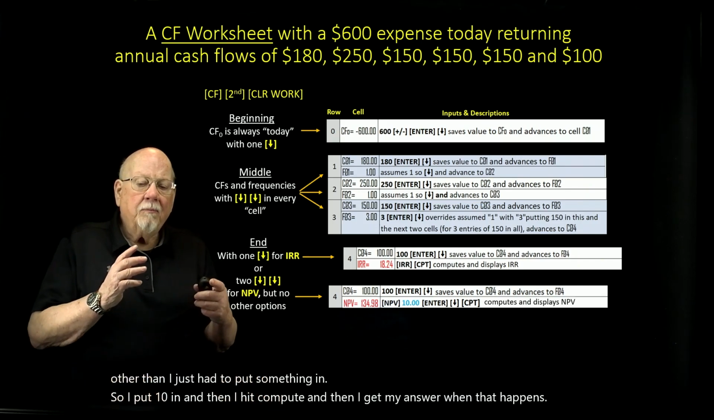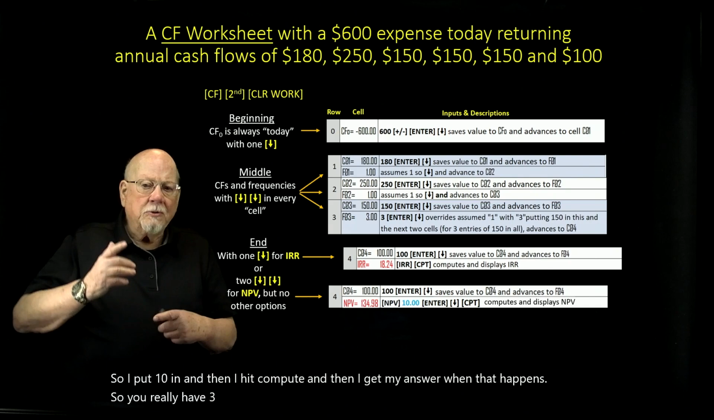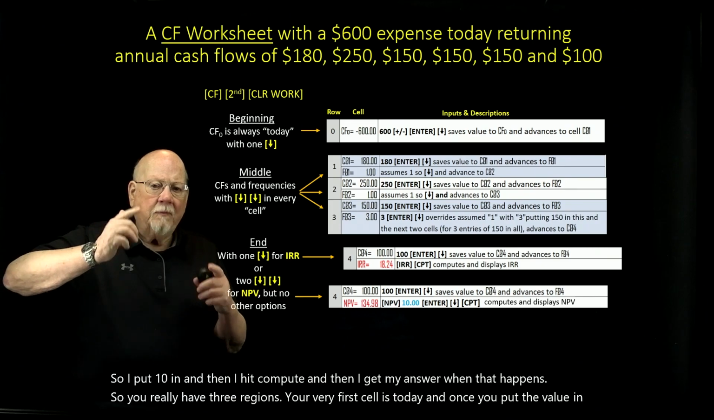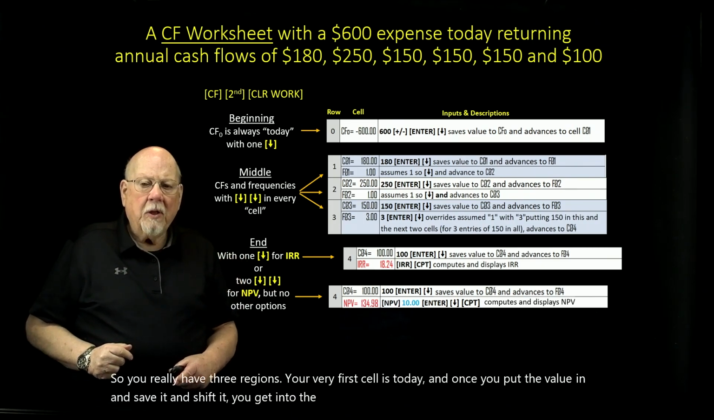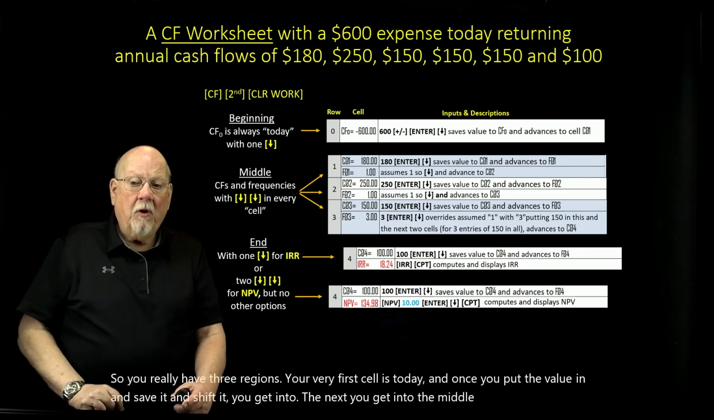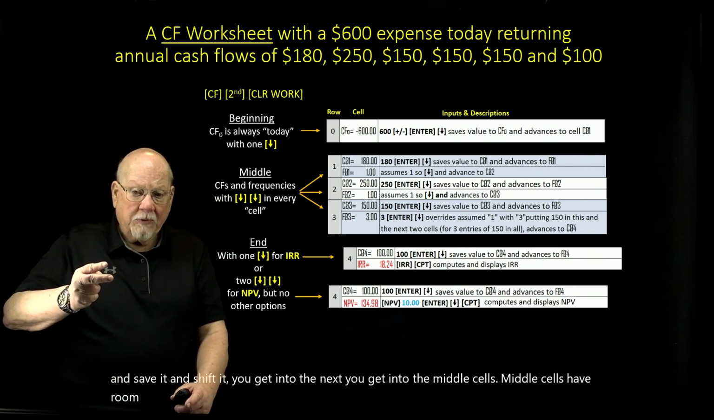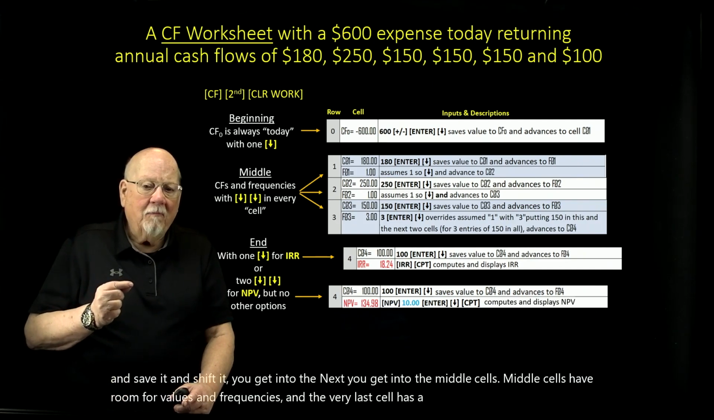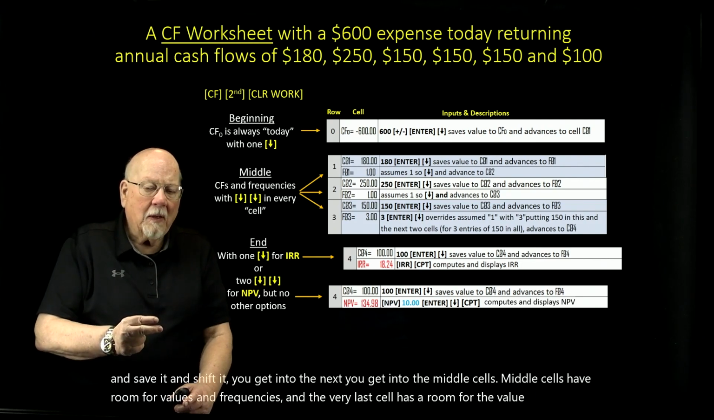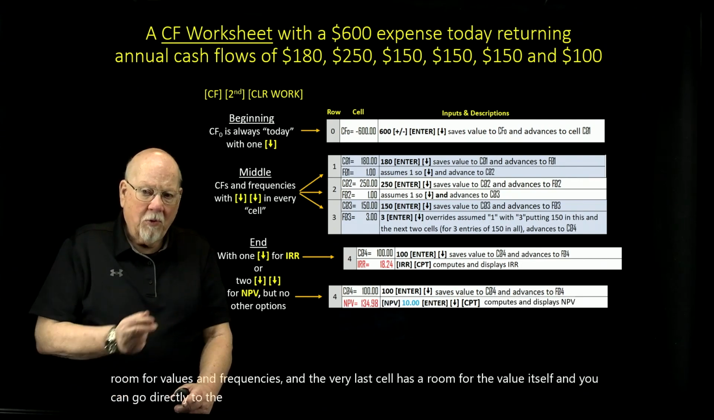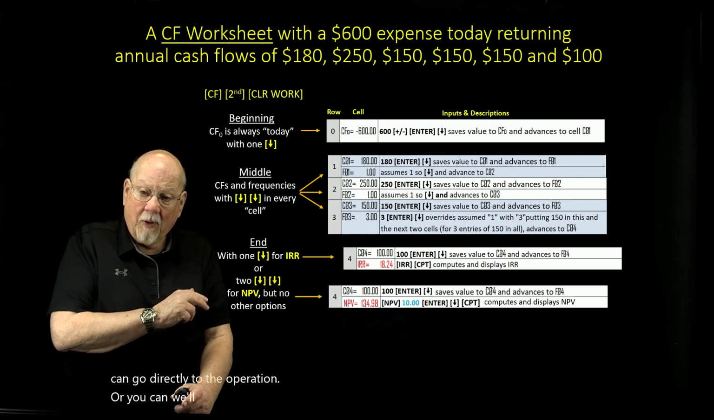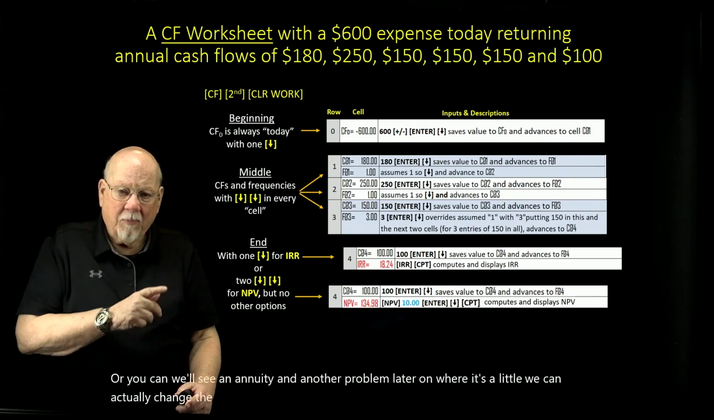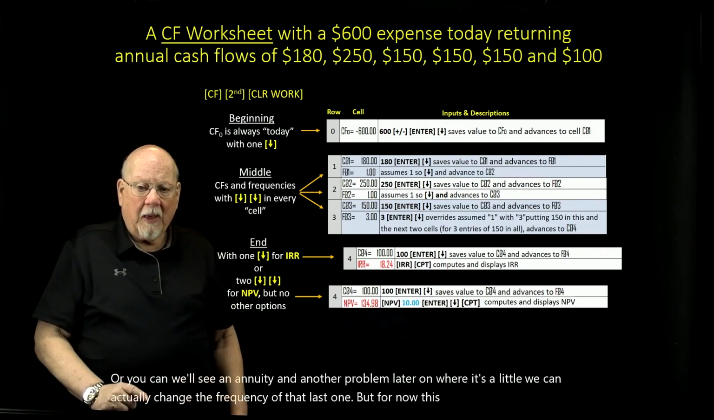So you really have three regions. Your very first cell is today, and once you put the value in and save it and shift it, you get into the middle cells. Middle cells have room for values and frequencies. And the very last cell has room for the value itself, and you can go directly to the operation. We'll see an annuity in another problem later on where we can actually change the frequency of that last one. But for now, this is how we want to think about the last row.